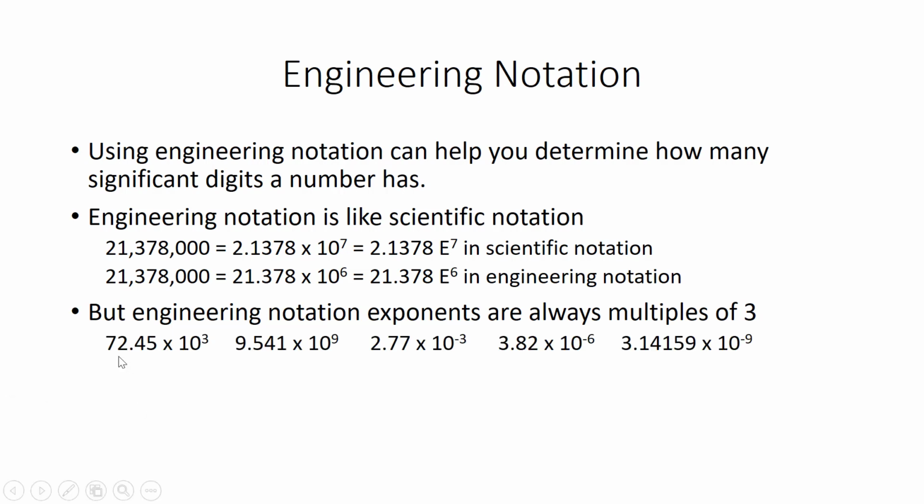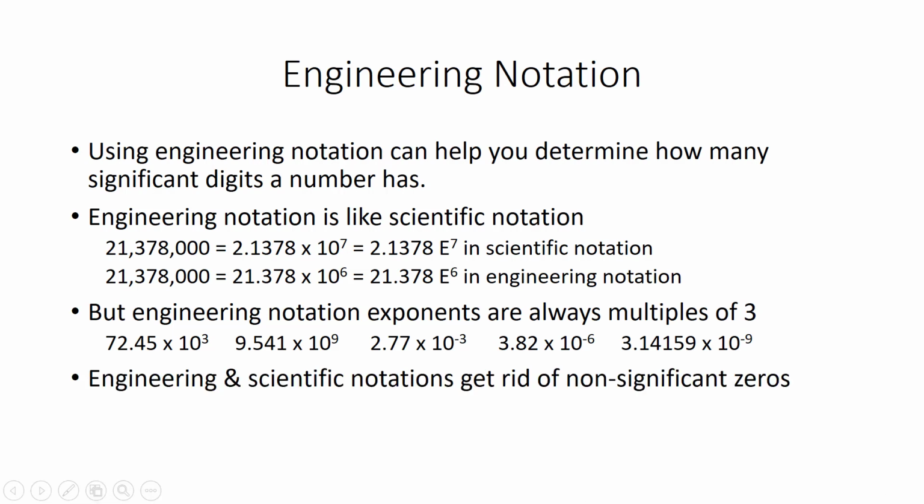For example, 72.45 times 10 to the third, or a number times 10 to the ninth, or they can be negative numbers to move the decimal the other direction. 10 to the negative 3, to the negative 6, 10 to the negative 9, for example. Engineering and scientific notations get rid of non-significant zeros. You move the decimal over and it gets rid of non-significant zeros.